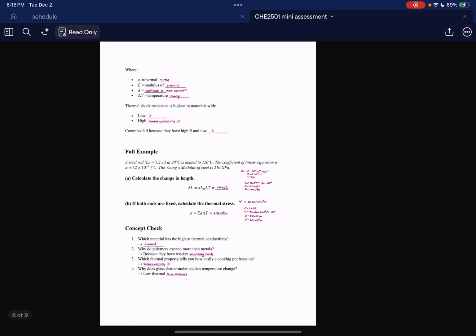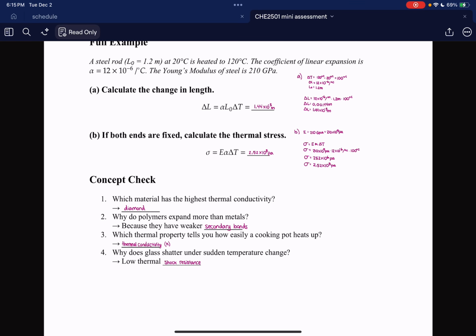That brings us to the end of the notes, and this chapter ties together heat capacity, thermal expansion, conductivity, and thermal stress, all rooted in how atoms vibrate and how materials structurally respond to temperature.